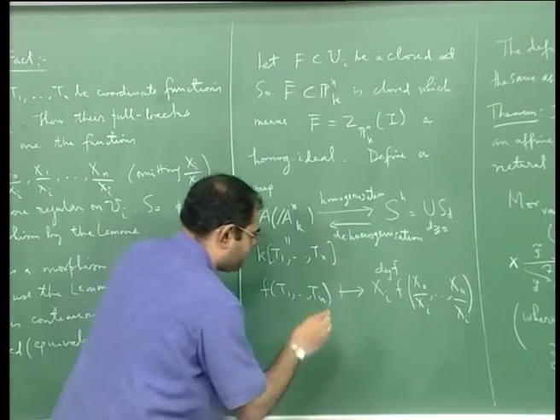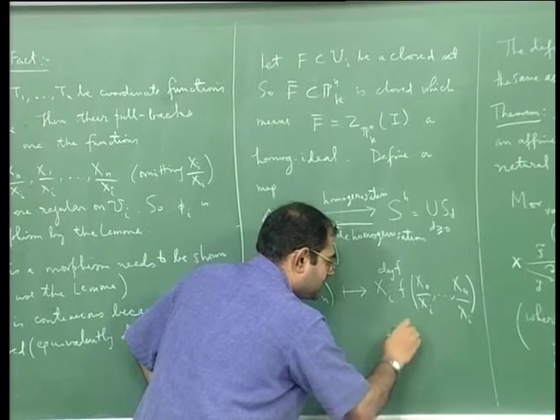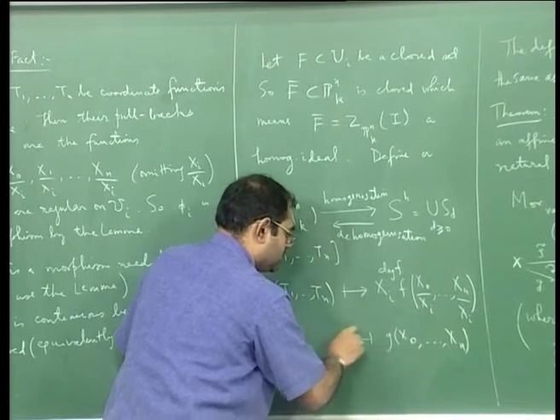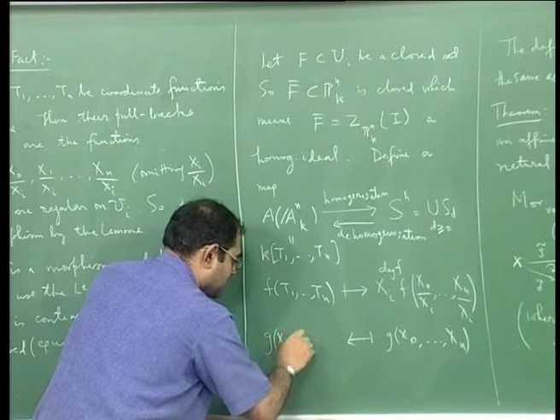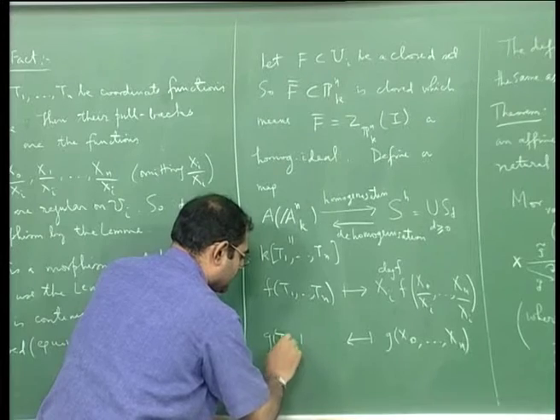And that's very simple. You give me a polynomial g(x0, ..., xn), and I do the obvious thing. I simply send it to g(t1, ..., tn), setting xi equal to 1.